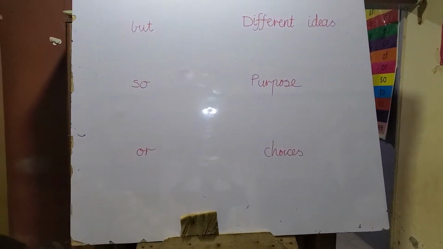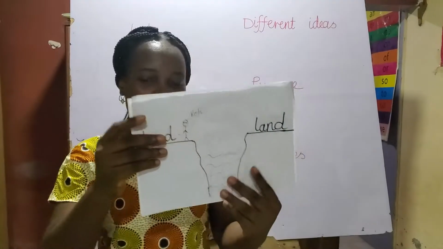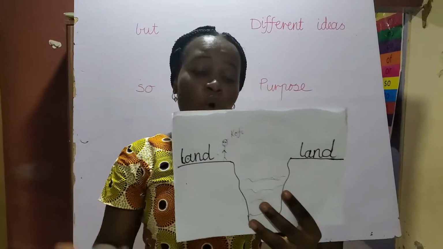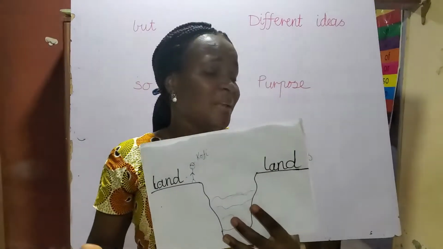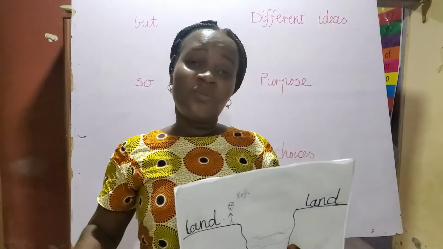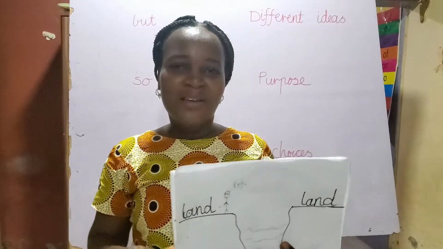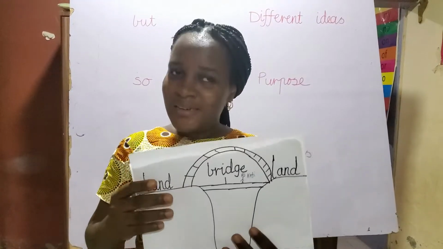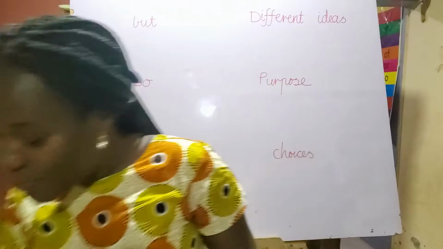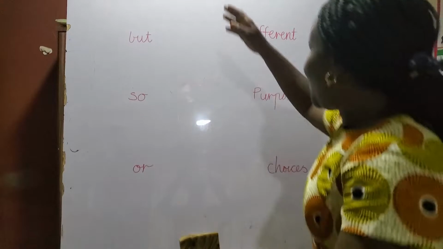Now, I have here with me a diagram. This is land, this is Kofi, this is also land. Kofi wants to cross over to the other side, but he's unable to do that. What do you think will help him cross over to the other side? Take a wild guess. I know you're very smart, so you will get it right. Kofi needs a bridge to be able to cross over to the other side. And that brings us to our topic for today. Today we are going to talk about conjunctions.